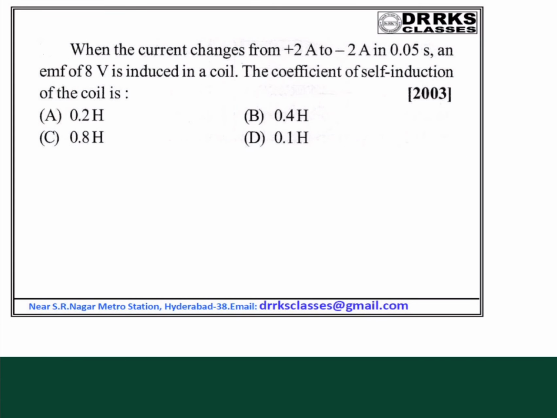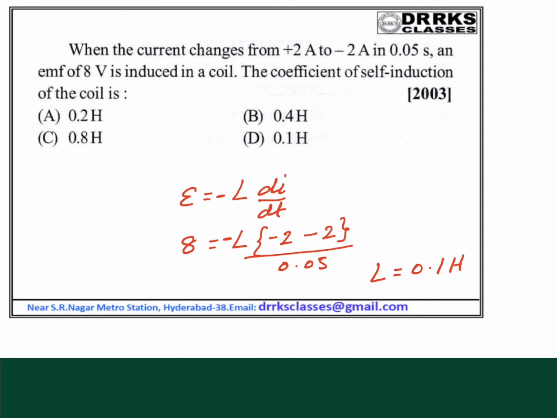Okay. Look at this one. When current changes from +2 to -2 in 0.05 seconds, an EMF of 8 volts is induced across the coil. Then find the coefficient of self-induction of the coil. Of course, we already solved a similar problem earlier. The basic formula is E is equal to minus L di by dt. Substitute the final current -2 and the initial current +2. From that, you will get inductance as 0.1 Henry.